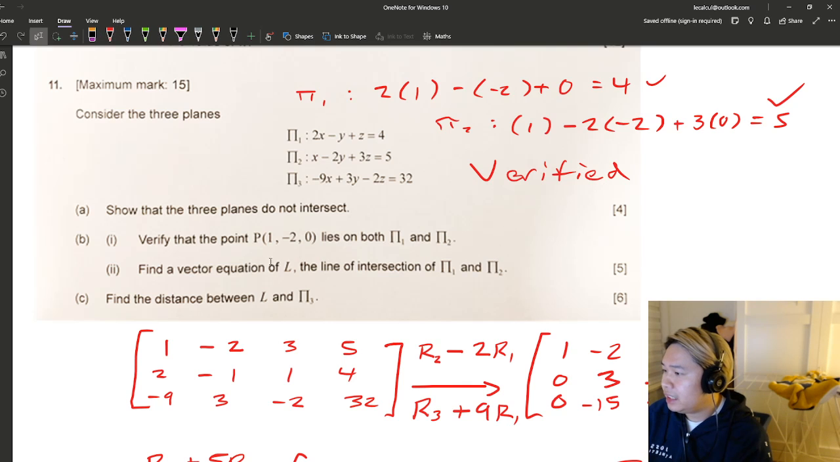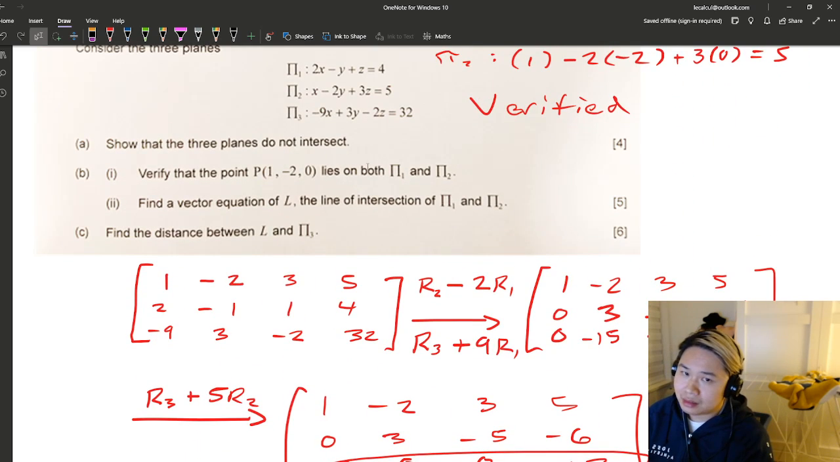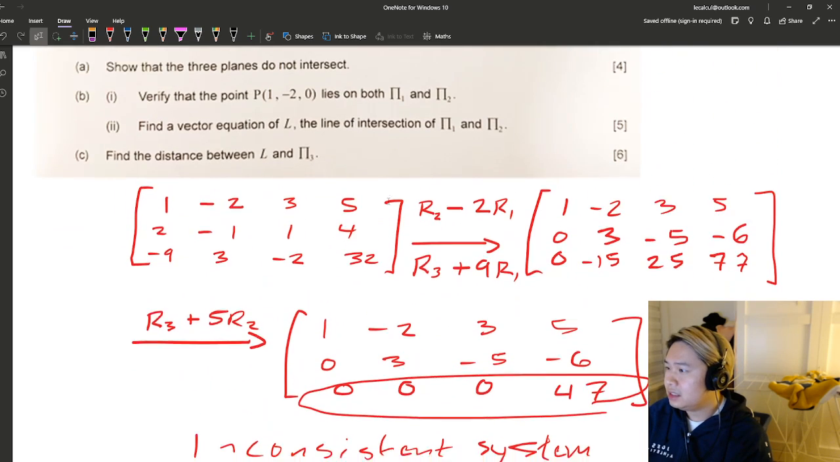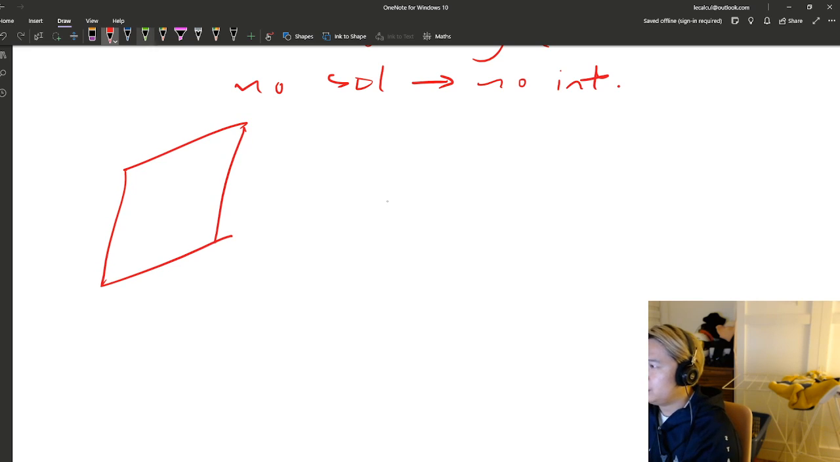Then we need to find the vector equation of L, which is the line of intersection between the first two planes. We do know that there is a point that's on both of the first two planes, which means those two planes intersect, and they're going to intersect in a line. This is easy to do. Let me give you a quick visual. I did explain this in the November paper, but if you have two planes, here's your intersection.